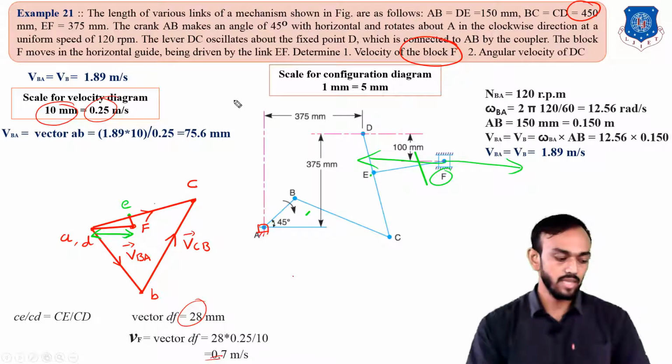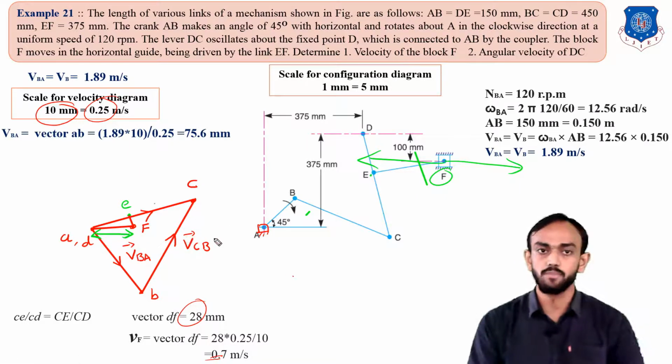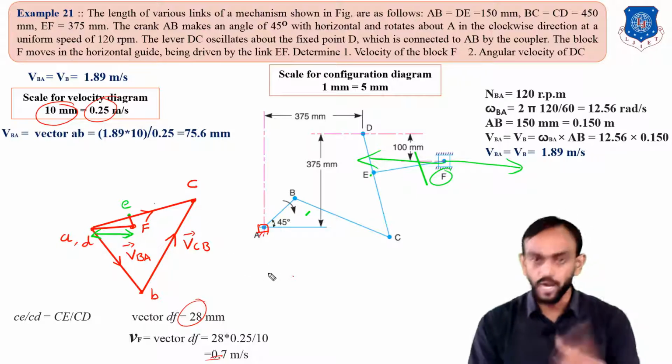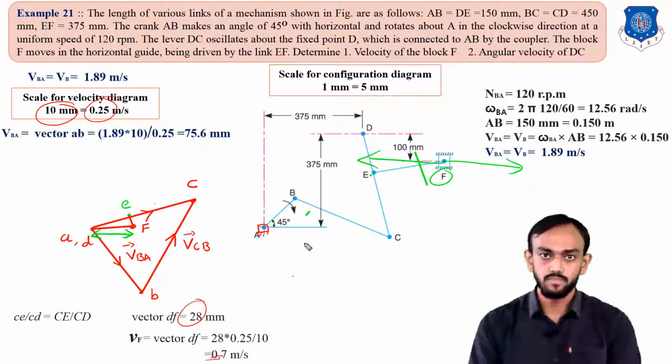So this is the method you will use to find the velocity. If you draw the velocity diagram completely and perfectly, you will find the velocity of any link or any point on a link. Okay. So next, we will find the angular velocity of DC.